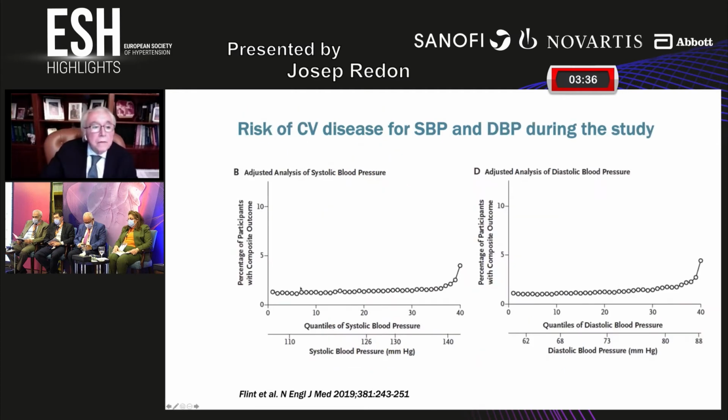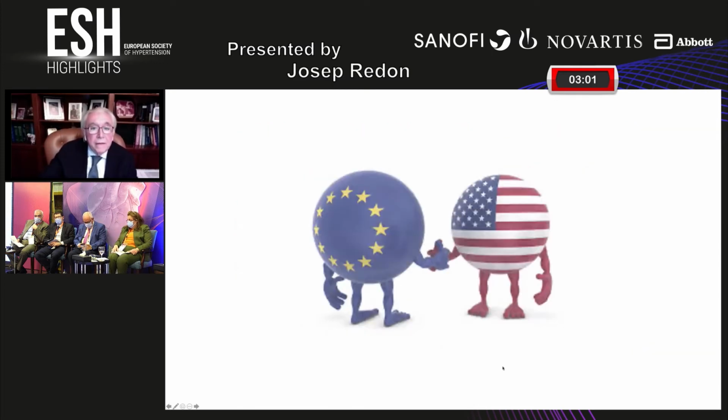But what about events? You will see here the risk according to the quantiles of systolic blood pressure. Then the risk increases in the subjects who have 140 over 88 millimeters of mercury. In other words, it seems that, based on the trials, based on HOPE-3, and based on this real world data, we can arrive at some agreement. Well, but at the time, independent of the definition of hypertension or not, there is some agreement between the two sides of the Atlantic.